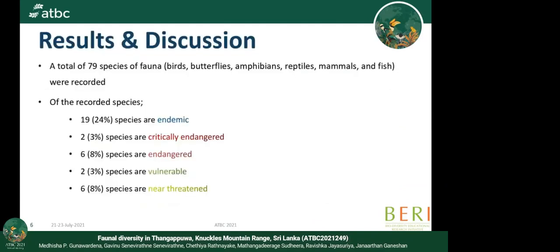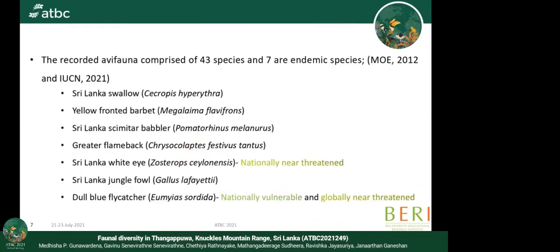A total of 79 species of fauna were recorded, of which 24% were endemic, 3% critically endangered, 8% endangered, 3% vulnerable and 8% near threatened. The recorded avifauna comprised of 43 species where 7 are endemic.